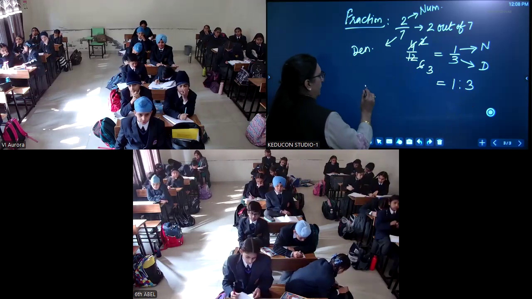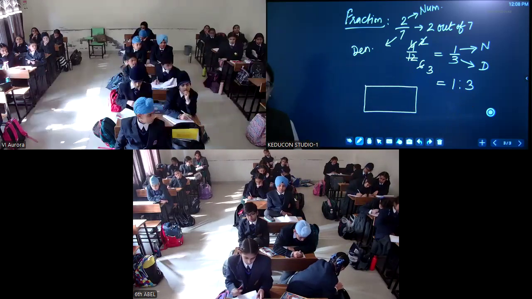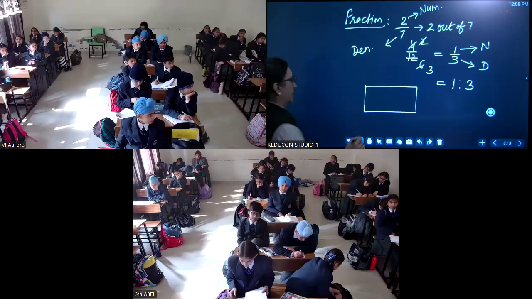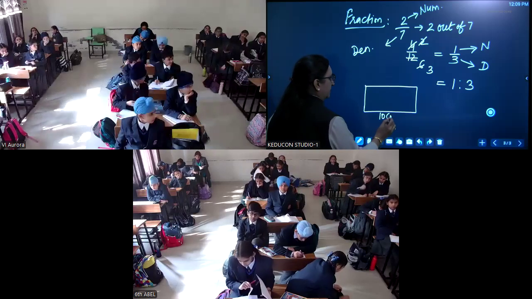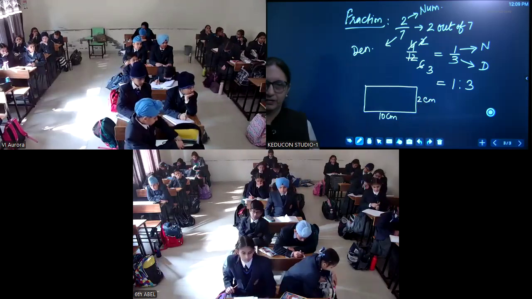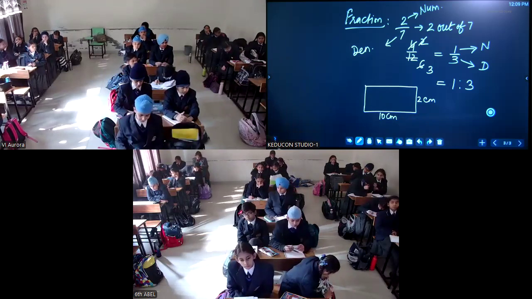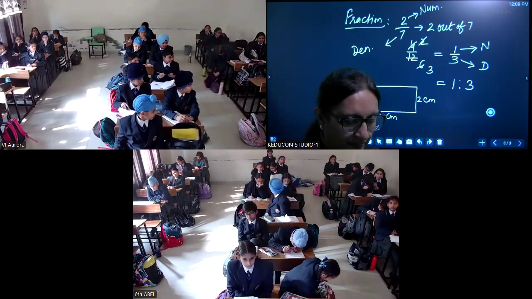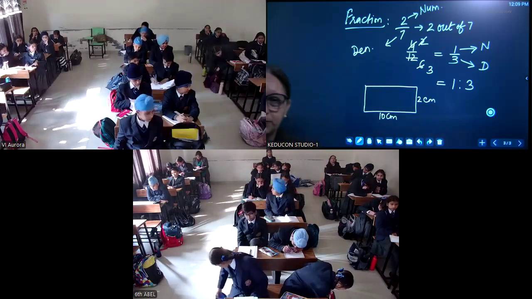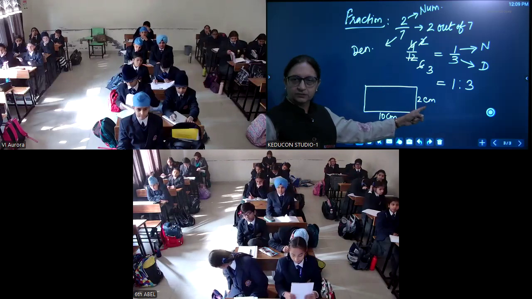Suppose we draw a rectangle. Suppose our length is 10 centimeter here and breadth is 2 centimeter. Just understand, don't write. I will let you know when to write. Okay. So suppose you have a rectangle. Its length is 10 centimeter and breadth is 2 centimeter.